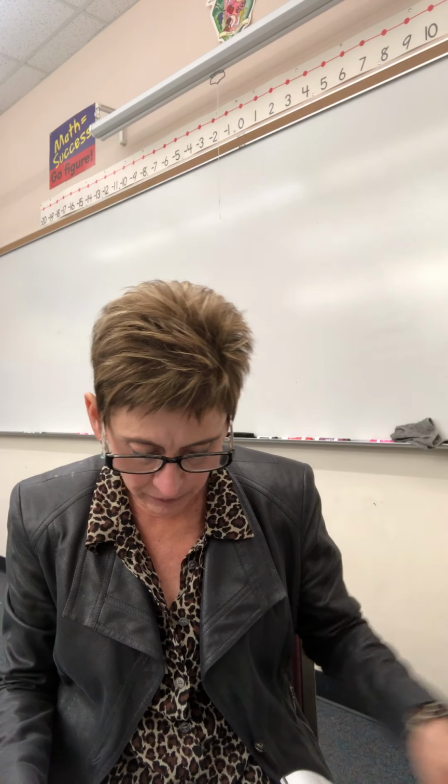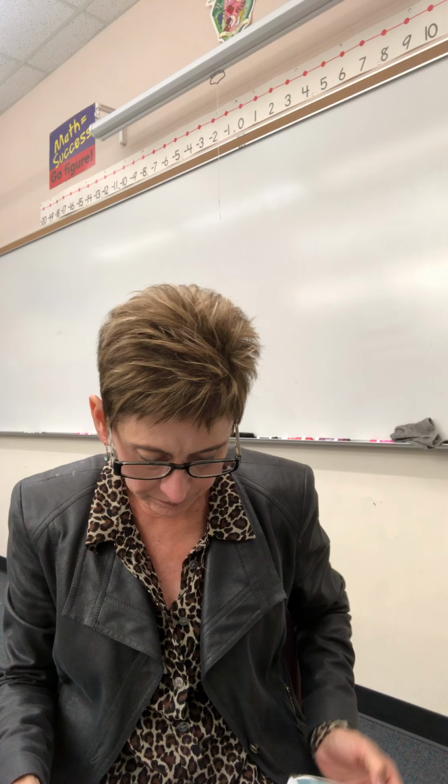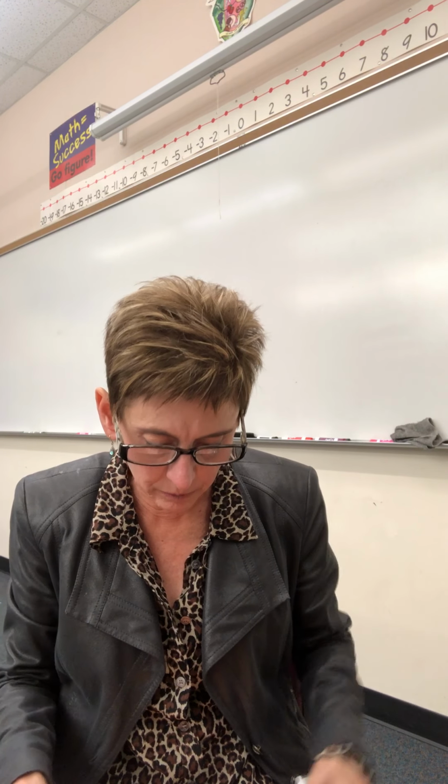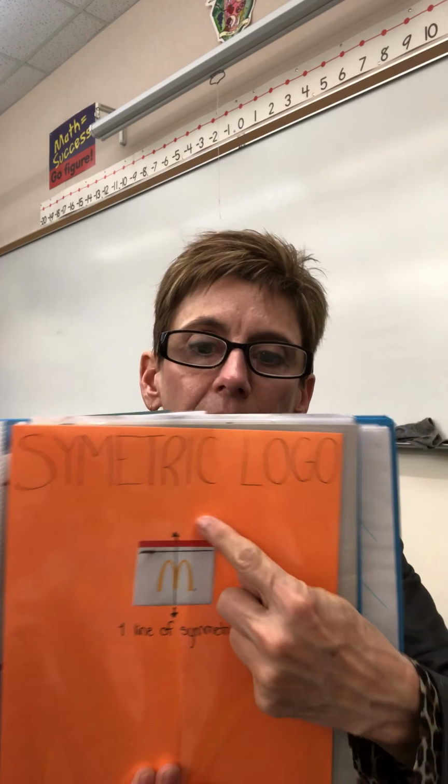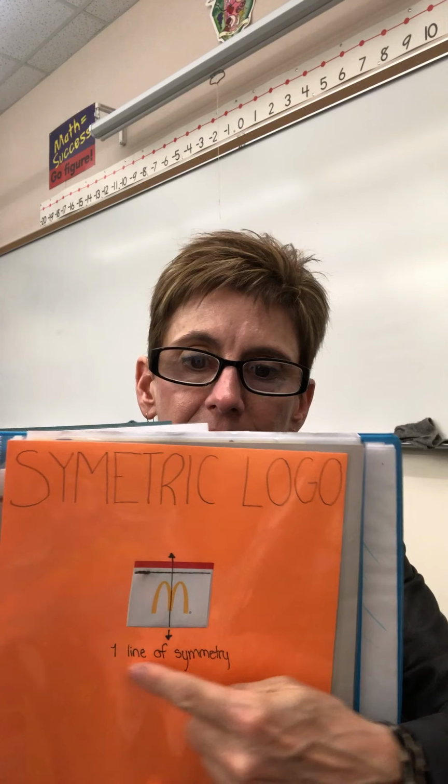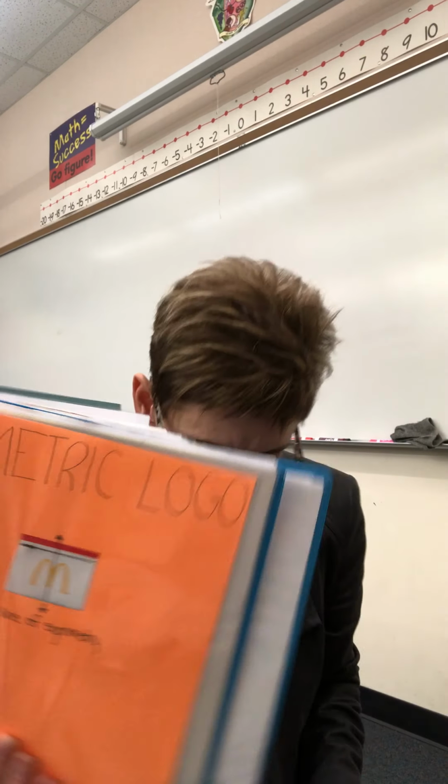So for example, here is, let me see if I can find you another good one. Here's one of a McDonald's logo. Again, we have a line of symmetry down the middle. It's labeled line of symmetry.